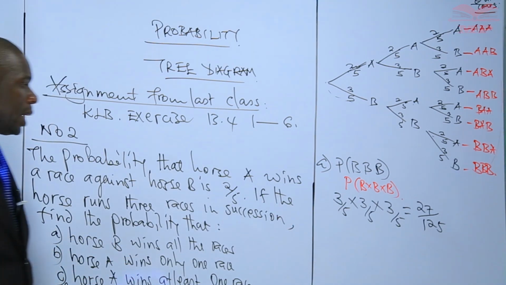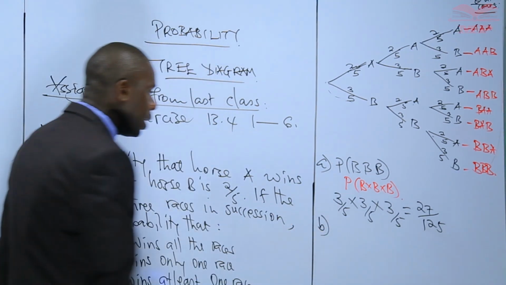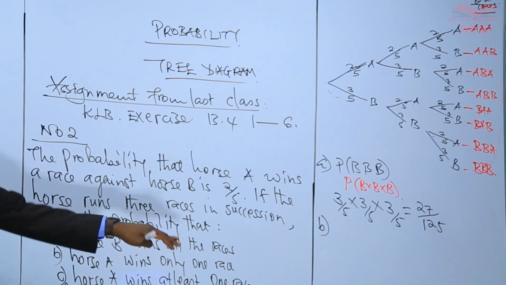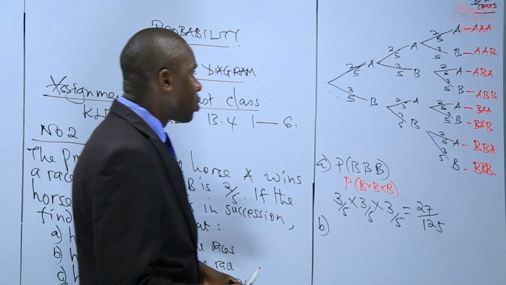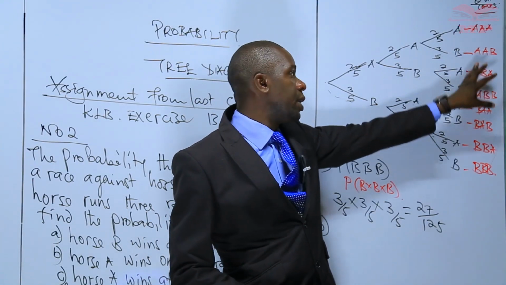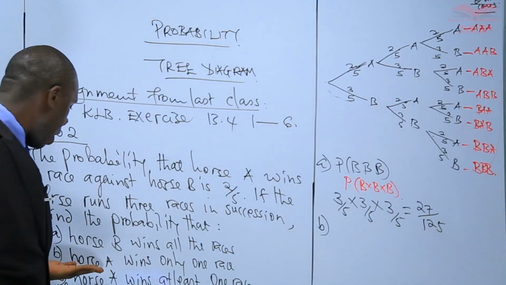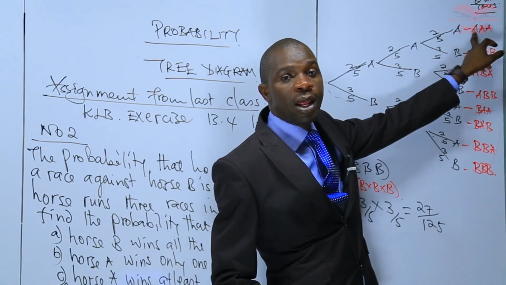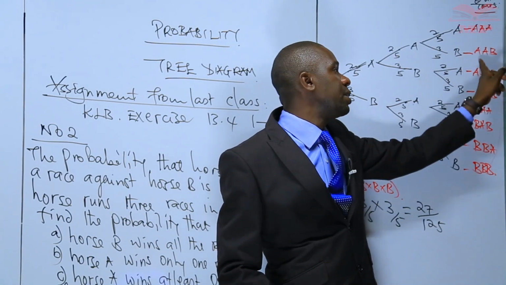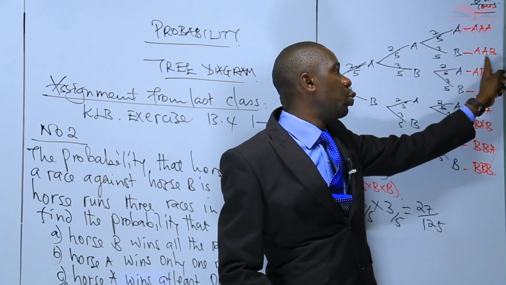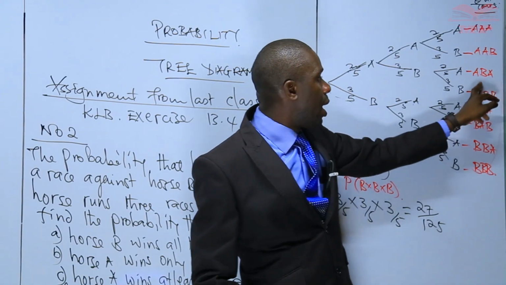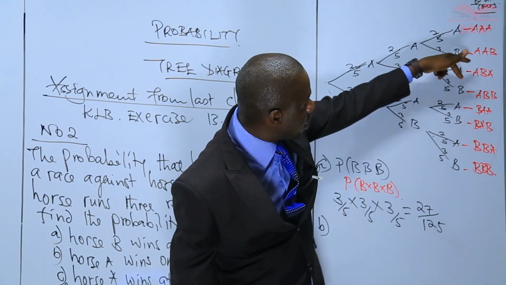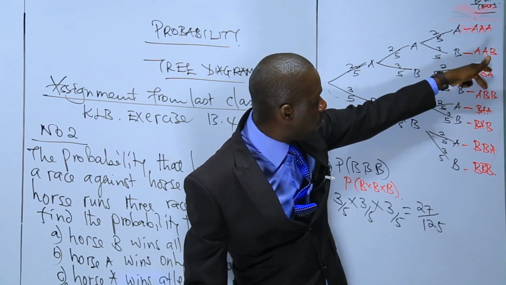Now, the second part, B, find the probability of horse A winning only one race. Now, you therefore have to come to the outcomes here and look at a situation where we only have A winning one race. So starting with the first one here, we have A winning all the races. Here we have A winning 2 races and B winning 1. Here we have A winning 2 and B 1. In this instance, we have A winning 1 and B 2.